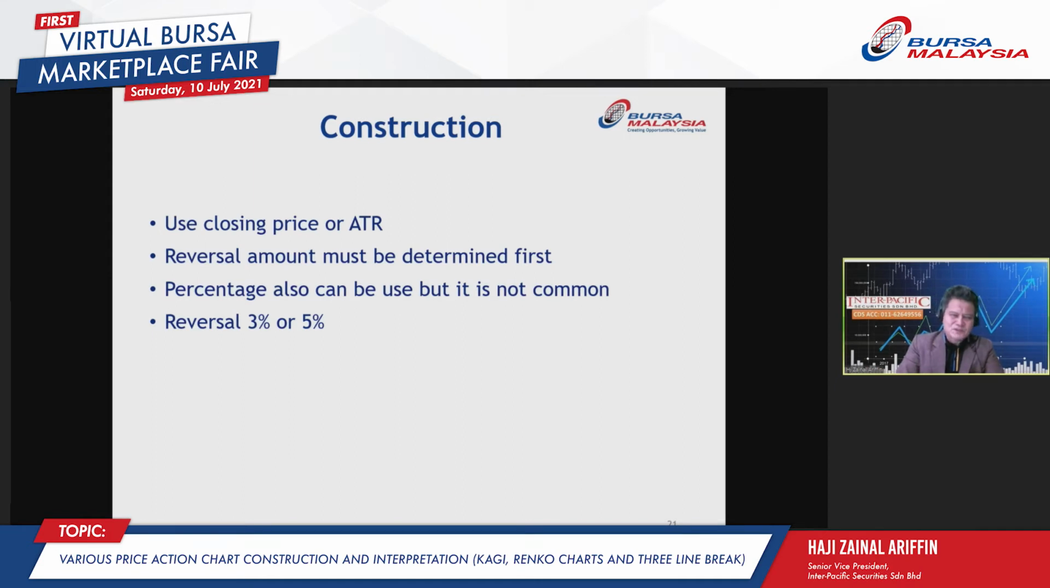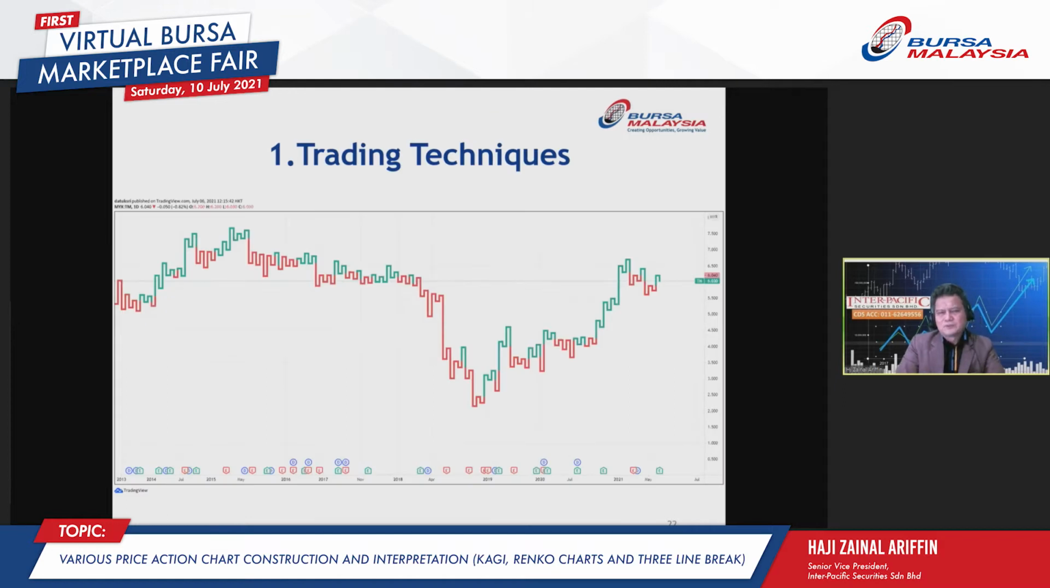Usually we use closing price, or a lot of modern software uses ATR, and there is a certain amount of reversal. We usually use points for this reversal, whether it's 0.3. The most common is 3, or what we call a three-point reversal, or we can even use a percentage too. But that is not important. The most important thing is that I want to show you how to use this Kagi in trading.